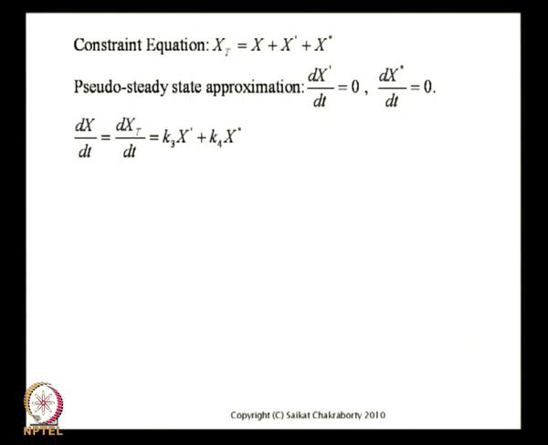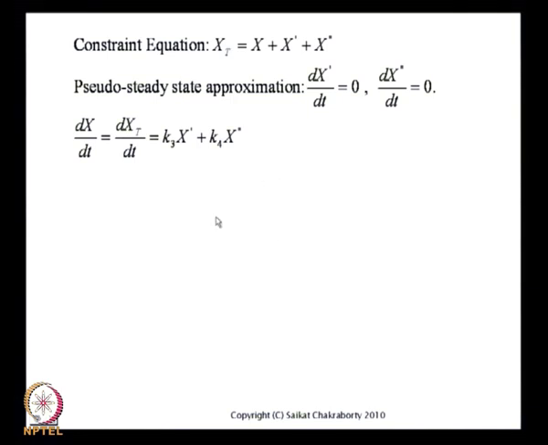So xt is the total amount of cells present in the system. The total amount of cells present in the system is either in the form of x, the daughter or the mother cell, or in the form of any of the intermediate species, x prime or x double prime. So this is my constraint equation. Next, I use a pseudo steady state approximation, or quasi steady state approximation, like we did before: del t of x prime equals 0 and del t of x double prime equals 0, fine.